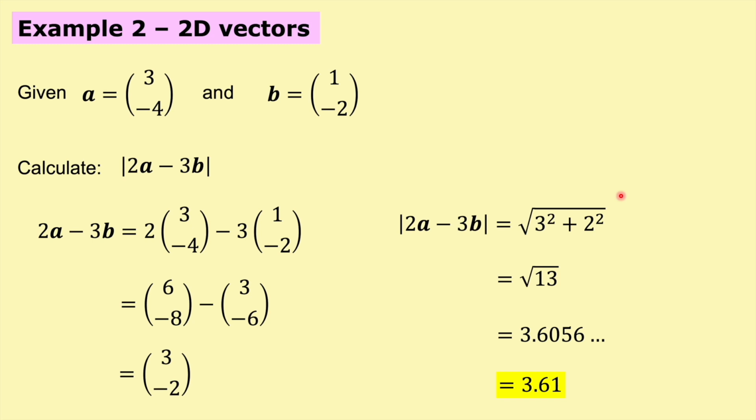If you could pause here and copy this example down, noting that if you're ever to calculate the magnitude of a resultant vector where you've added some together or subtracted, you must calculate what's inside that magnitude first.